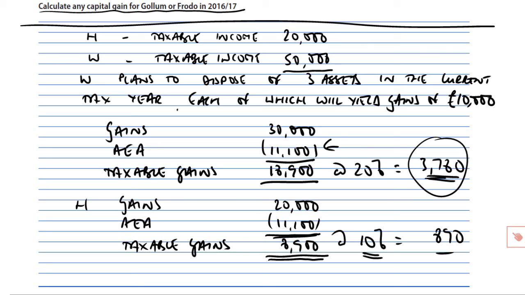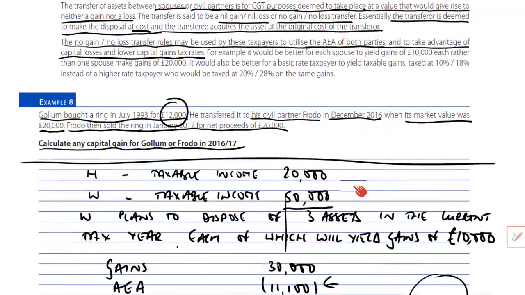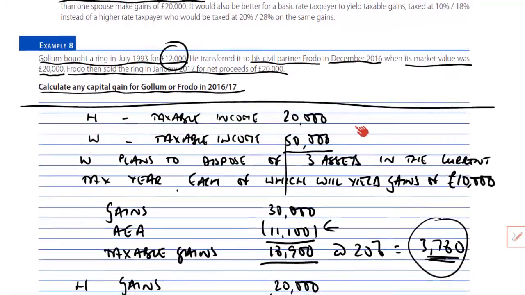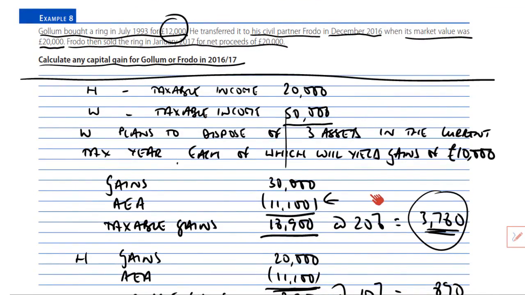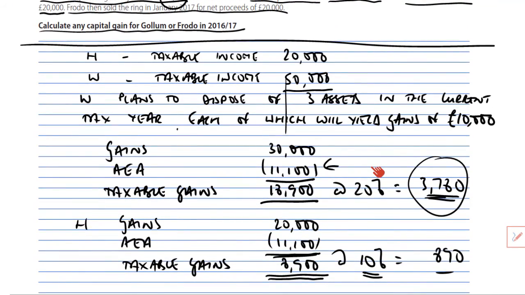Good. Let's just go back, therefore, and look at the note that we're working with. We've dealt now with Gollum. We've seen how a rule, a no gain, no loss asset transfer rule, can actually be used by taxpayers to their tax advantage, as we said, to move gains out of taxability or into a lower tax rate of taxability.